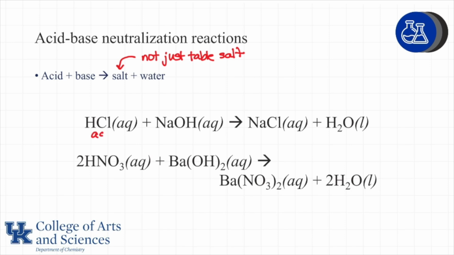If we look at our first reaction, we see that HCl is an acid, NaOH is a base, and it forms NaCl, which is our salt in this case, and water. Notice that water is in the pure liquid phase. This is going to be important when we look at net ionic equations for an acid-base reaction.